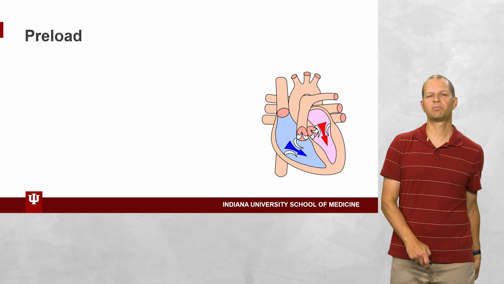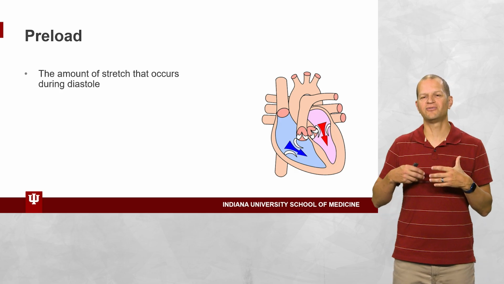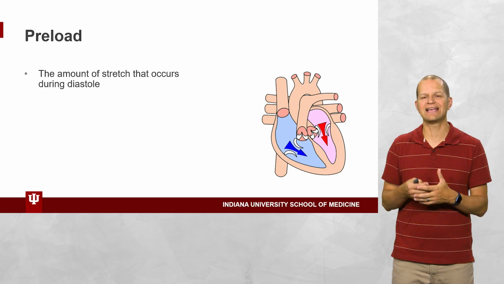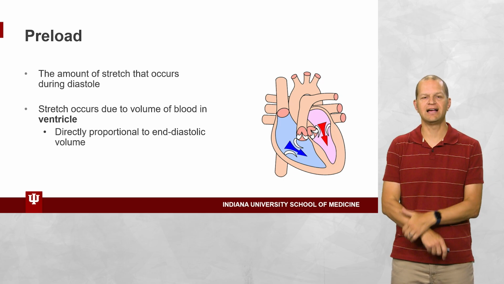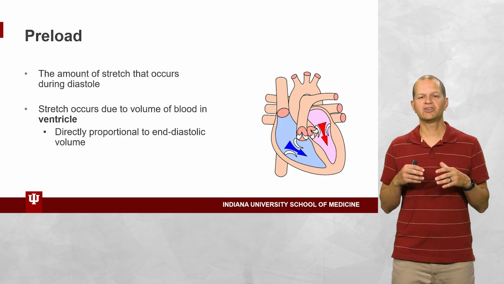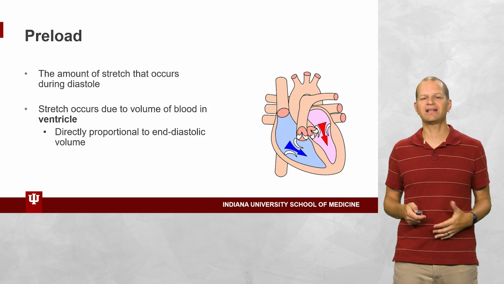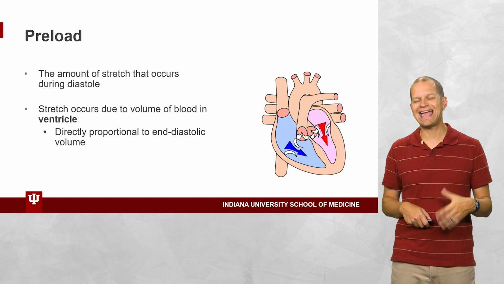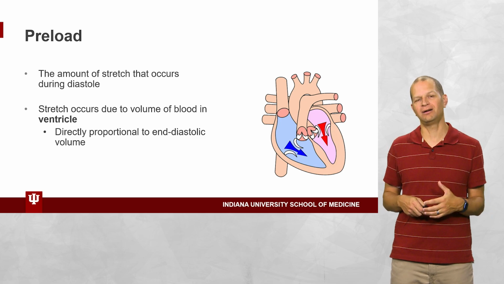So this leads us to preload. Okay, so preload is the amount of force that your ventricle is experiencing during diastole. Or in other words, how stretched out is your ventricle when it's filling up? Okay, this occurs due to the volume of blood that's in your ventricle. So preload is directly proportional to end diastolic volume. If you have more blood returning to your heart, you're going to fill your heart up more and you're going to have greater preload.